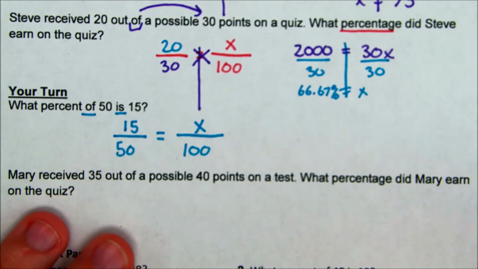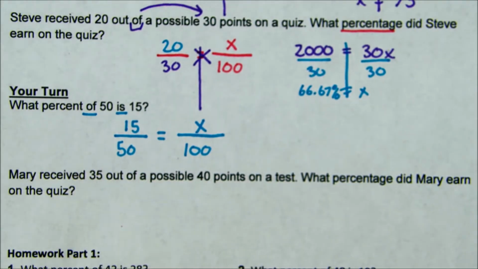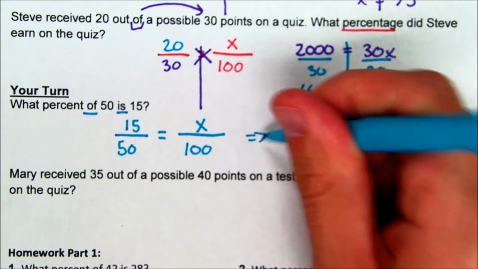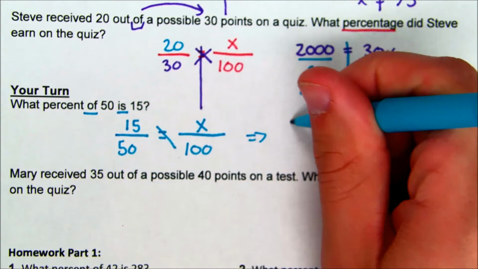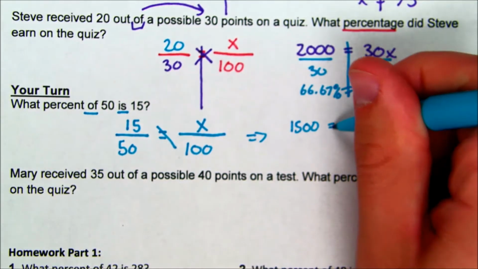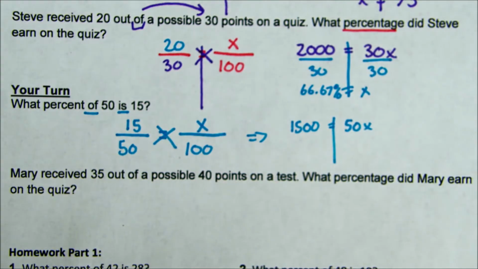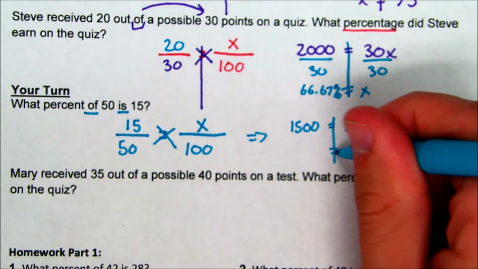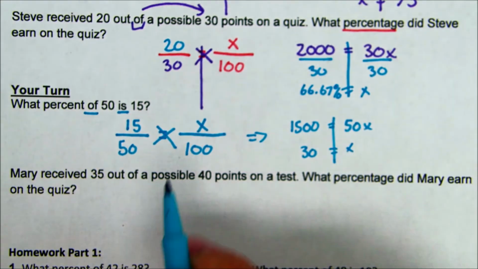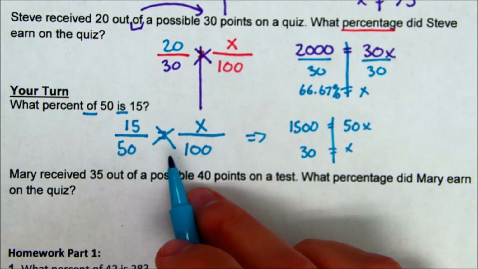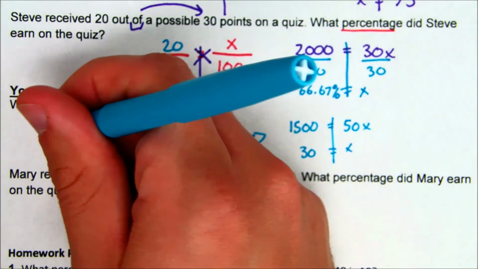So I'm going to go ahead and do my cross multiplication. I'm going to have 1500 equals 50x. And go ahead, divide by 50, and I get a value x equals 30. So that means that 15 is 30% of 50. So when it's asking for an answer, we would say 30%.